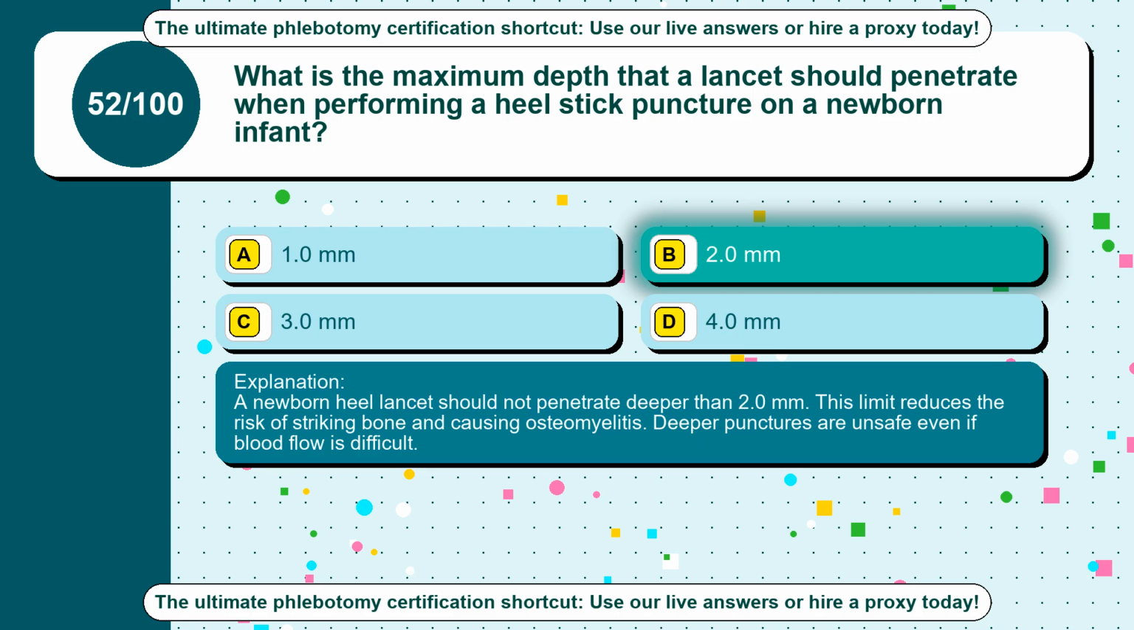A newborn heel lancet should not penetrate deeper than 2.0 mm. This limit reduces the risk of striking bone and causing osteomyelitis. Deeper punctures are unsafe even if blood flow is difficult.